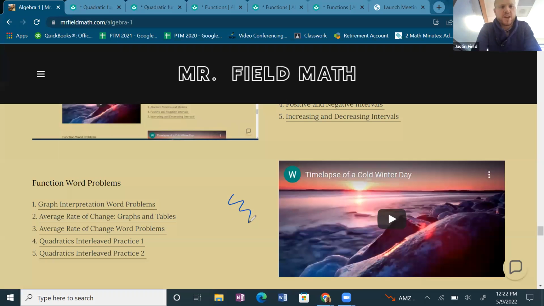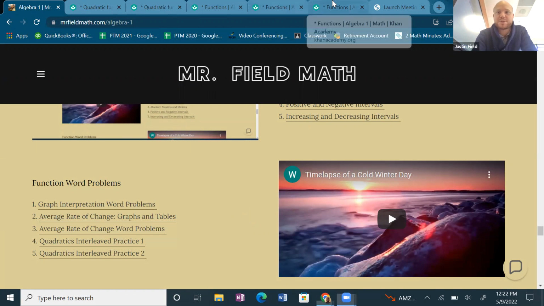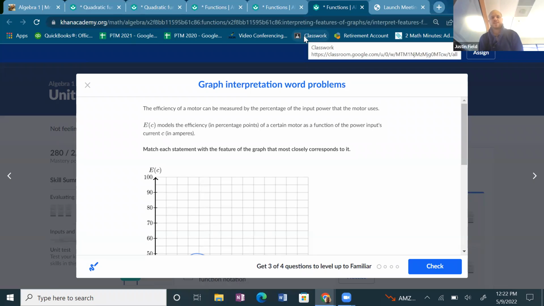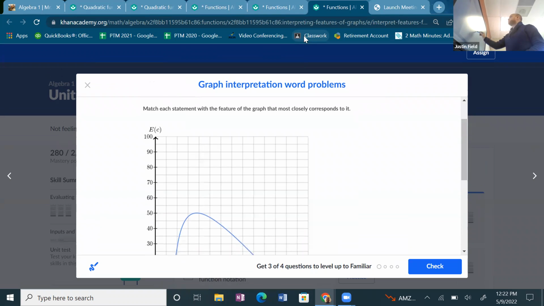The highlights: graph interpretation word problems, average rate of change graphs and tables, average rate of change word problems, quadratics. This makes me think of my song Word Problems. All right, so let's get started. Units and quantities, that is what we always want to look at first.